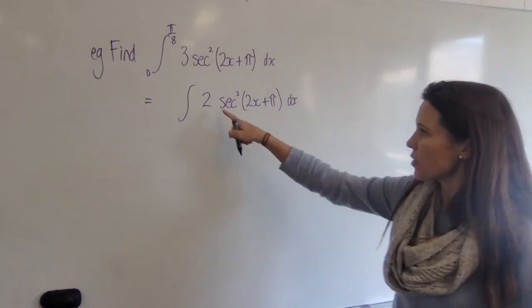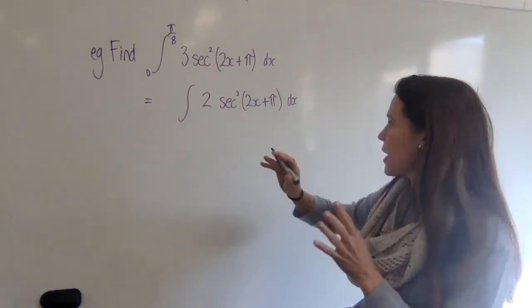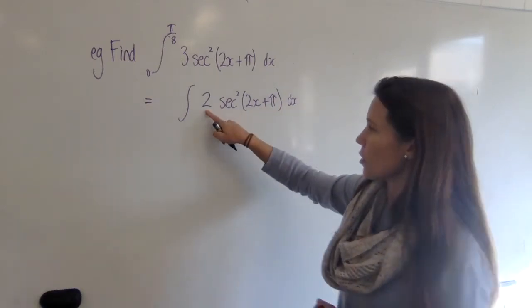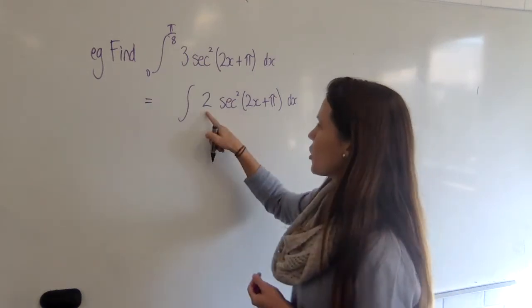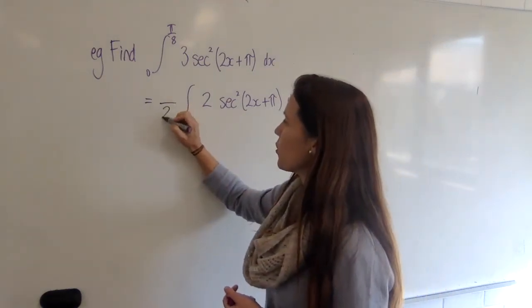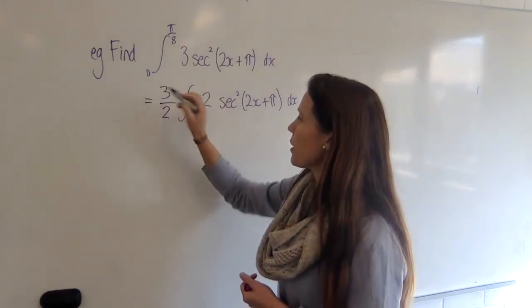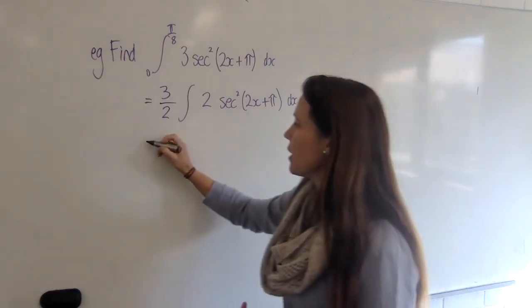That's what I would prefer to have out the front. Because if I've got a 2 out the front, I can just follow the recipe here, and what I get is the tan of this function in brackets. Now, that's not what I've got. I was given a 3, not a 2, so I've changed it. So to change it back, I can get rid of my 2 by putting it on the bottom of a fraction out the front, and I can put in my 3. So that's my fixed factor. This is what I want to integrate, and now I can go ahead and integrate it.